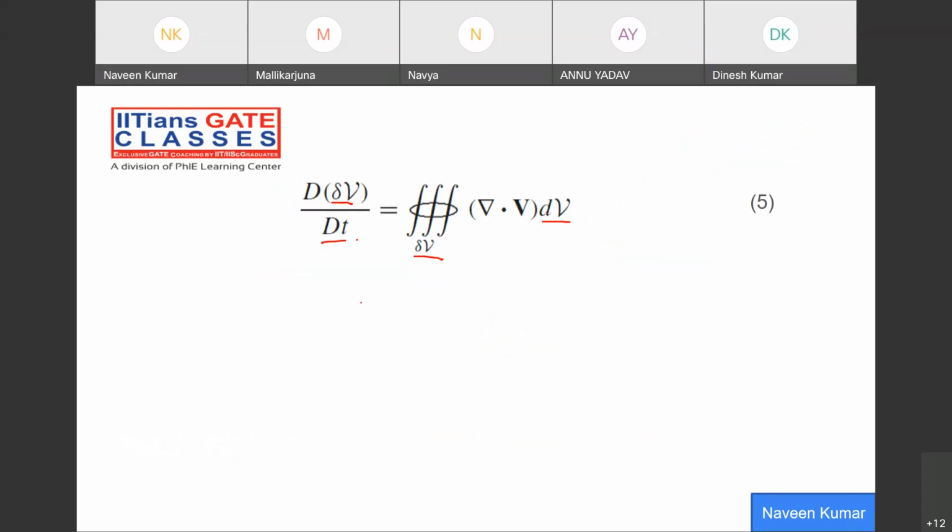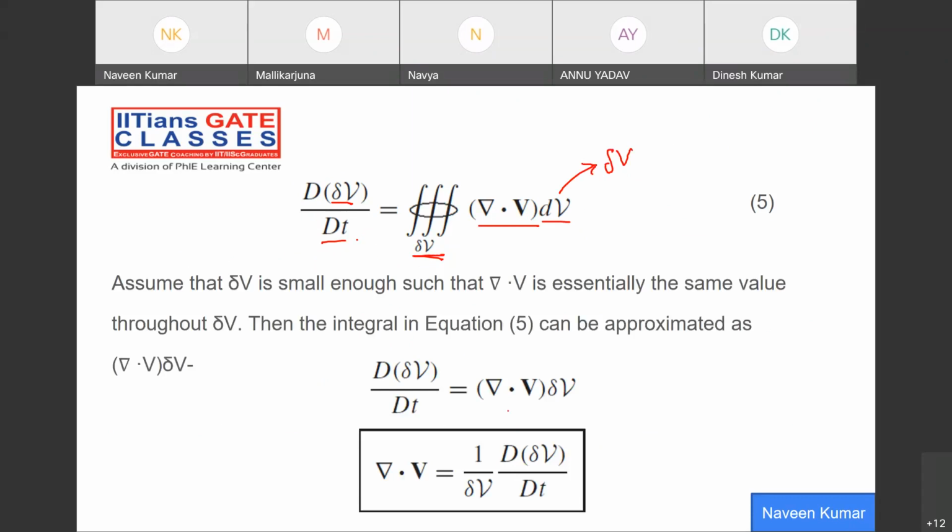Now if you find the rate of change of delta V, and you integrate del dot V dV over a delta V, this dV basically becomes delta V. It is very small, right? If you integrate over this dV, it is basically only delta V.